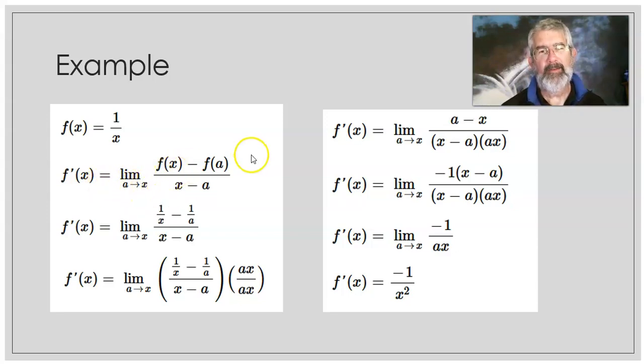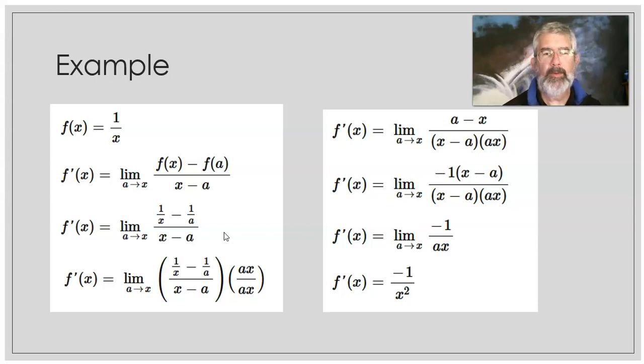Take the limit as a goes to x of f of x minus f of a over x minus a. That is, of course, just the definition. I need to apply that to my function here. And so I get the limit as a goes to x of 1 over x minus 1 over a, all over x minus a. And now I've got to simplify this fraction, right? It's a 3-layer fraction, get it down to 2 layers.